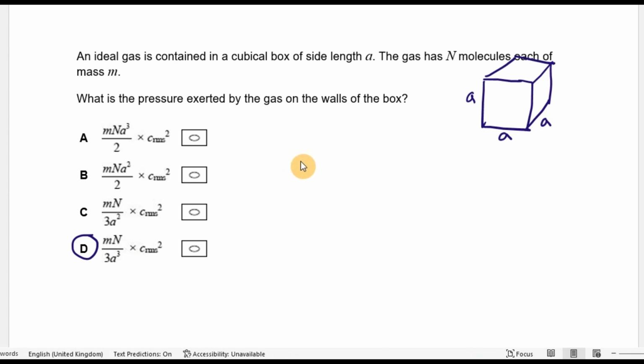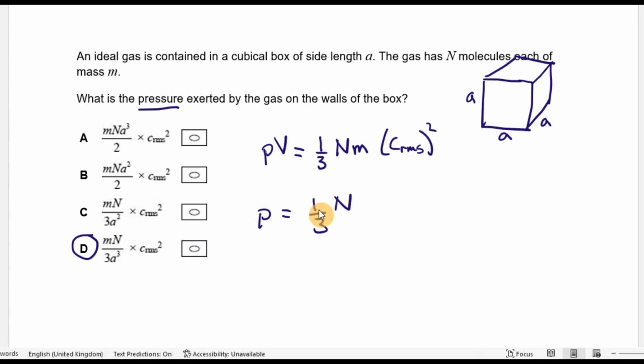So the equation we're given that relates pressure multiplied by volume to the number of particles, the mass of each particle, and the root mean square speed of the particles is this one here. And we want to find what is the pressure. So I'm going to rearrange this equation to make pressure the subject.